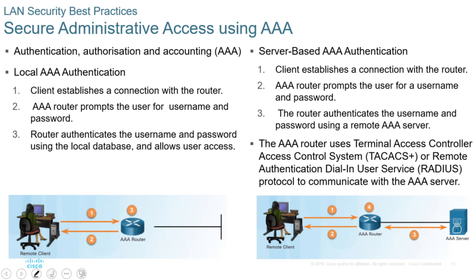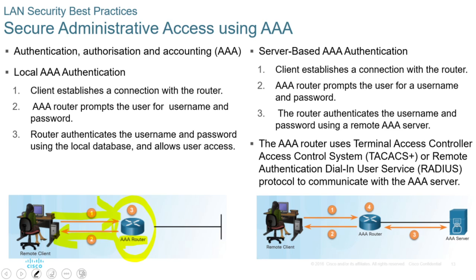Then another thing that we would try to do when we are building more secure network environments is using server-based authentication, authorization, and accounting. The normal local approach is that we have a router, and the router itself would act as the AAA, the authentication, authorization, accounting point. So the user will send a request to the router, and the router will accept or deny that request.